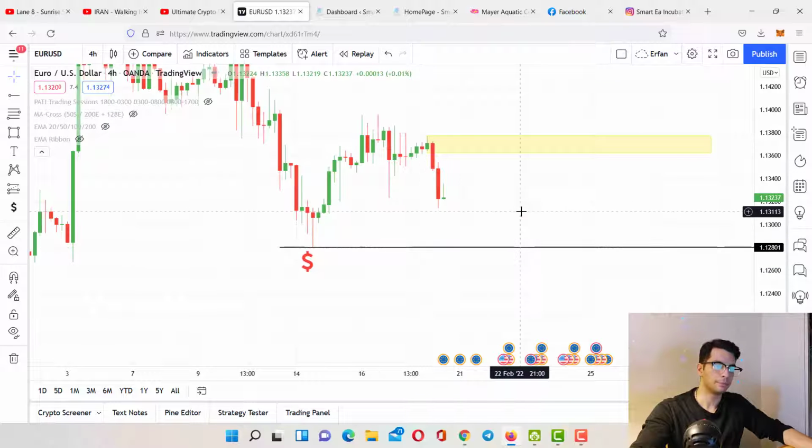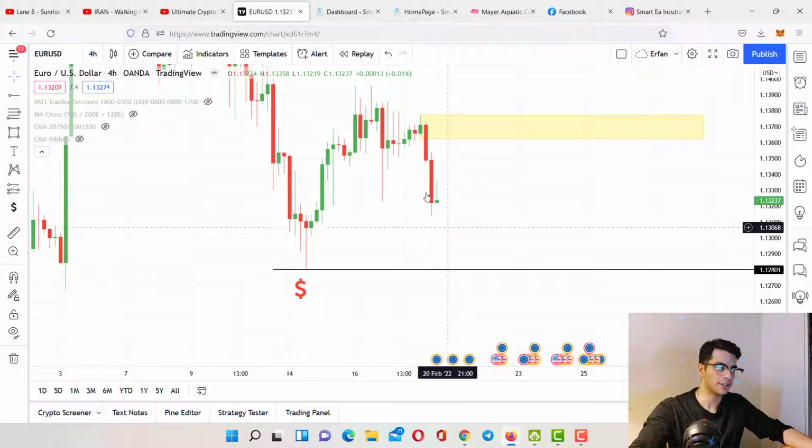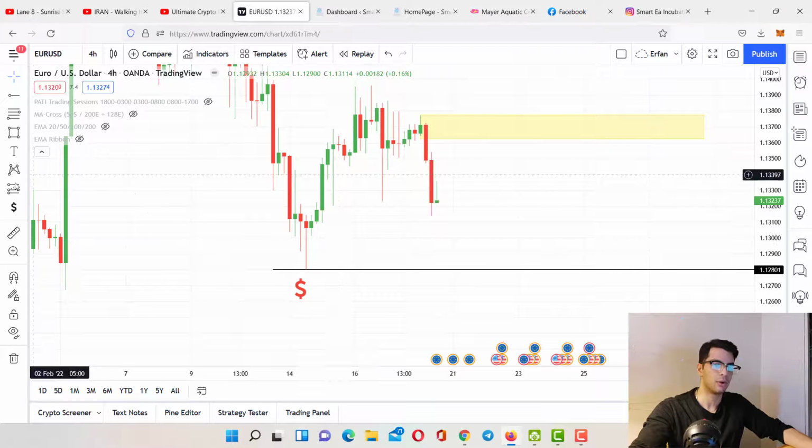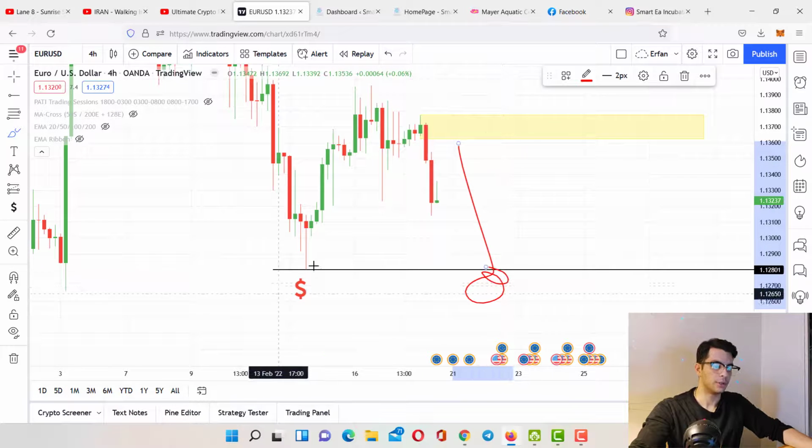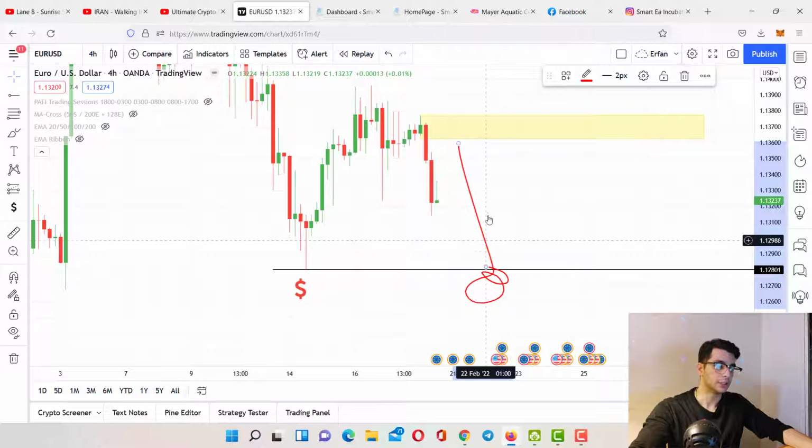So what I'm predicting, first of all, you should trade what you see, not what you predict, but I'm just saying that what might happen next week is that we might see a little bit of correction until this order block here, and then we can see the price drop significantly towards this area to stop out all these buyers here, and this is what I personally predict.